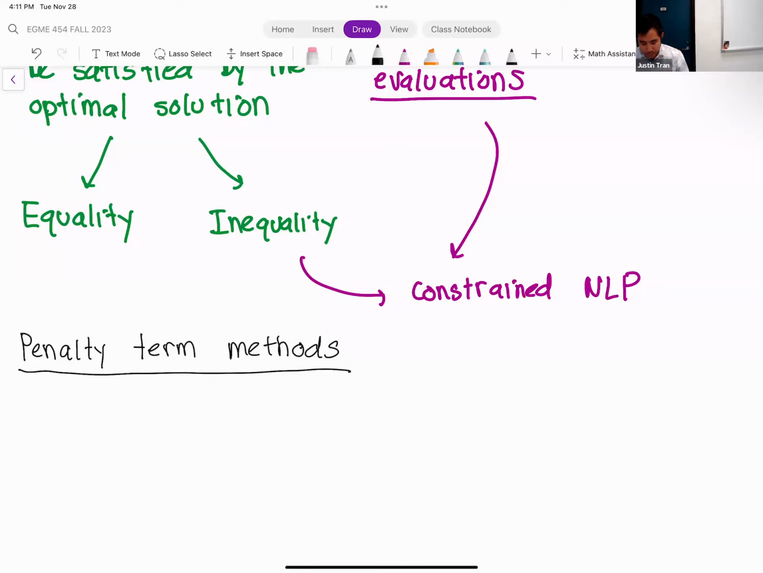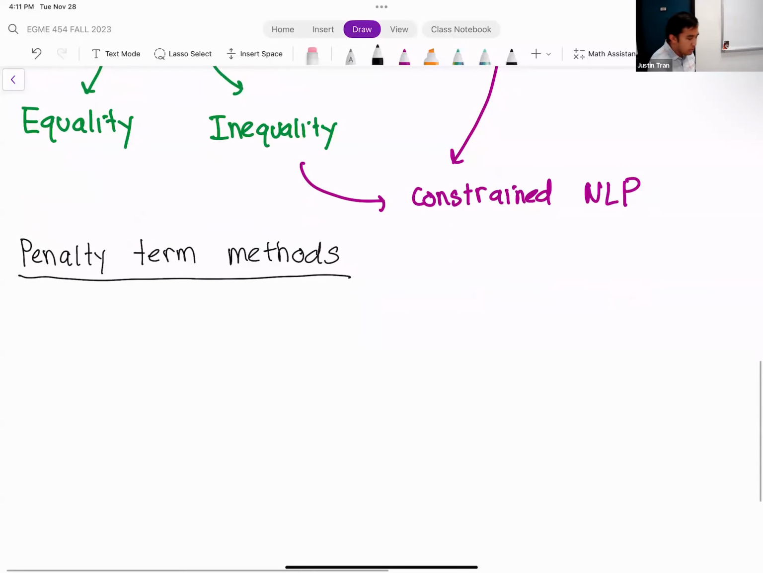Okay. And so if you look at penalty term methods in the literature or even in the textbook of the class, you'll see that there are a lot of variations on this idea of penalty methods. But they all revolve around the same idea. The idea with penalty methods is that we're going to take all of our constraints, which themselves are mathematical equations, and incorporate those into the objective function.